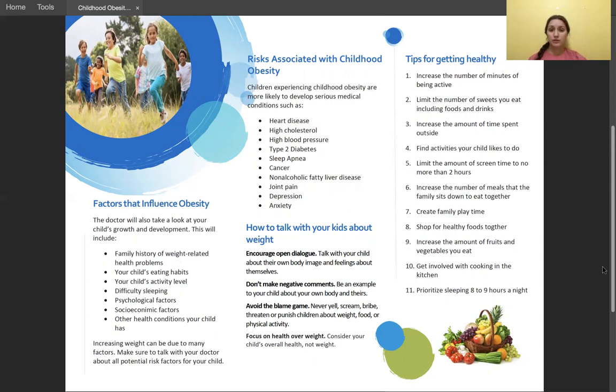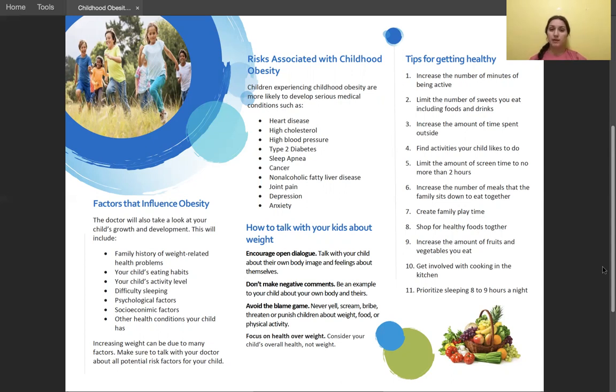So in order to help your child, it is important to know how to talk to kids about weight. There are many different ways to talk about it, but it is important to encourage open dialogue. Talk with your child about their body image and their feelings about themselves. Make sure not to make negative comments about their body or your own. Your children are like sponges, they absorb information, and it's important that you lead by example.